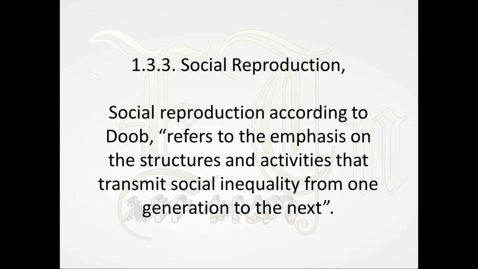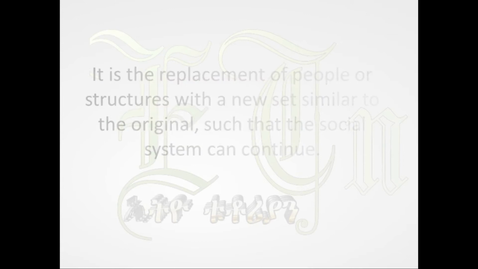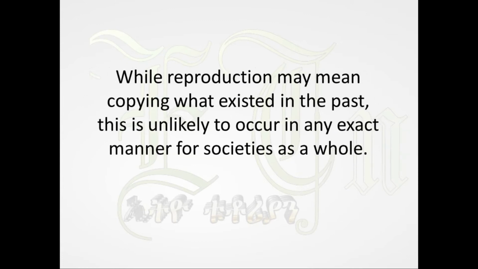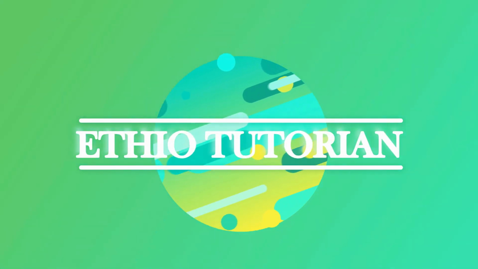1.3.3 Social reproduction. Social reproduction refers to the emphasis on the structures and activities that transmit social inequality from one generation to the next. It is the replacement of people or structures with a new set similar to the original, such that the social system can continue. While reproduction may mean copying what existed in the past, this is unlikely to occur in any exact manner for societies as a whole.